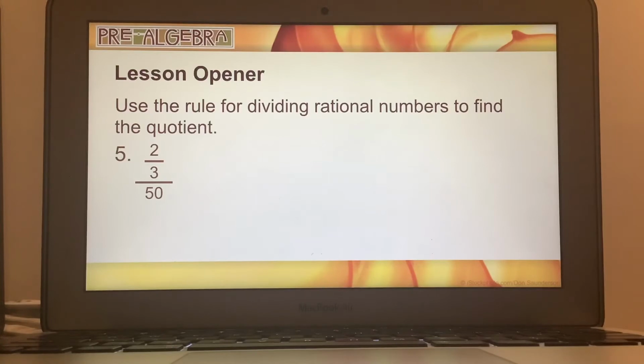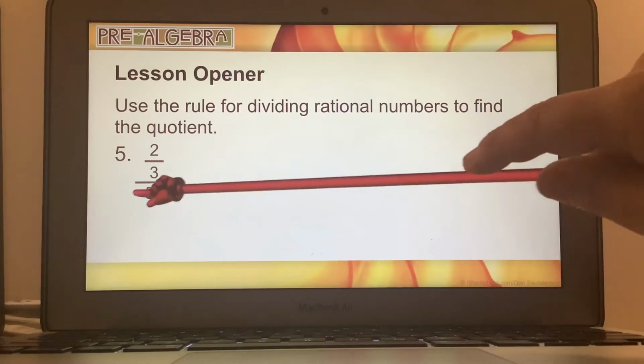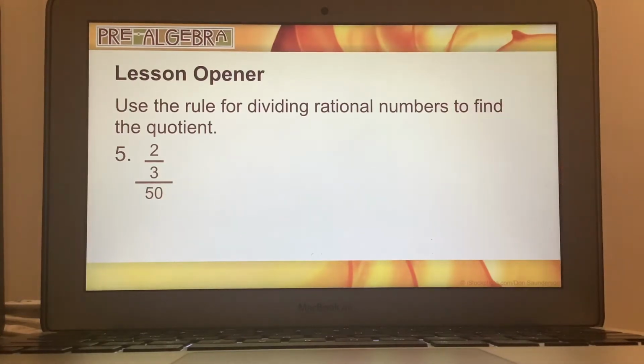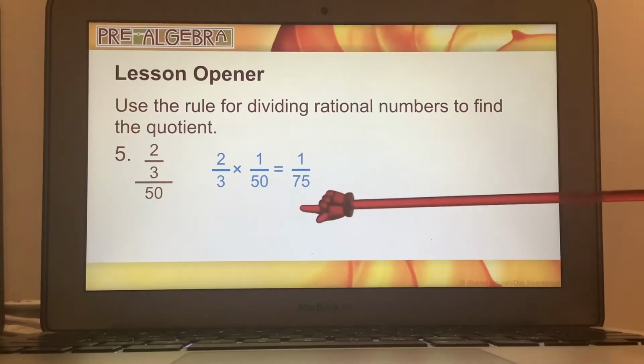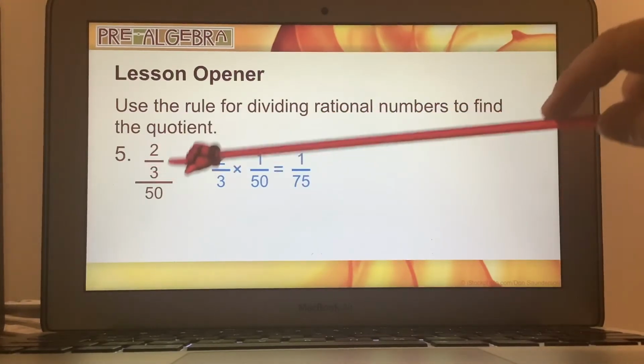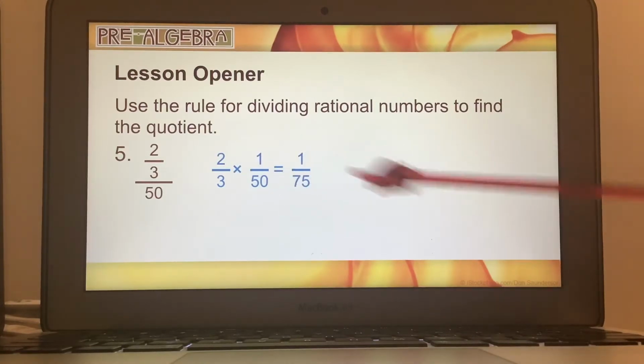Now, let's take another example here. Use the rule for dividing rational numbers to find the quotient. So, here we have a fraction, 2/3, but it's divided by 50. How are we going to solve that? That is the same as saying 2/3 times 1 over 50, because 50 is the same as saying 50 over 1.